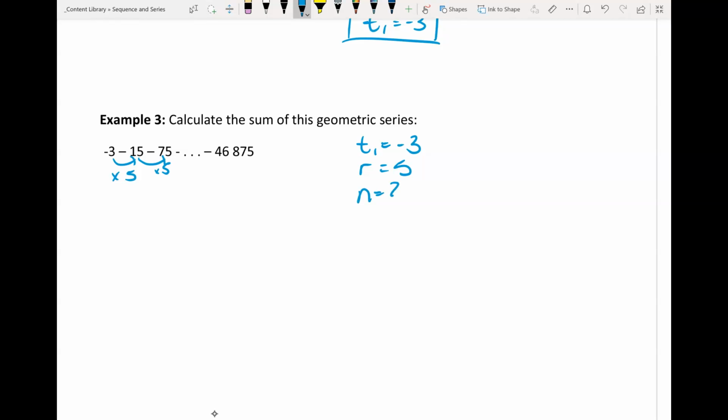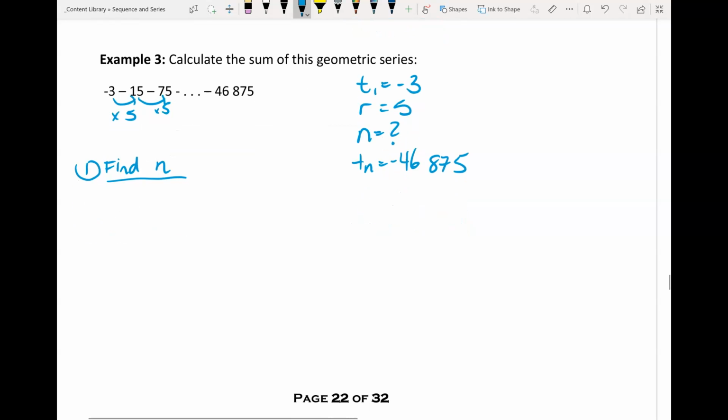N is something we actually don't know. We know the last term though, we know what Tn is. So we need to have n in order to use the sum formula. So the first thing we're going to do is find n. And to find n, we're going to use the formula we learned in the last lesson.